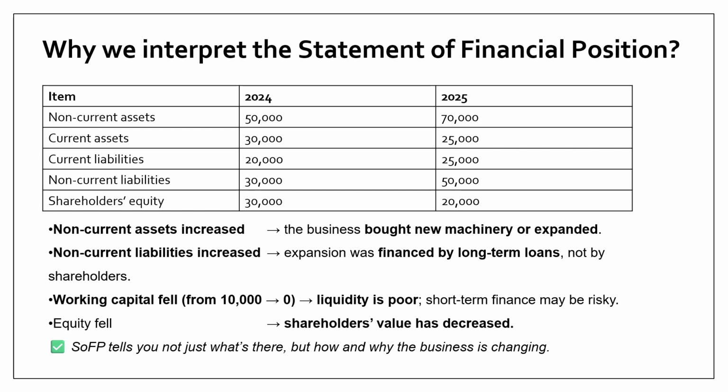Non-current assets increased: the business bought new machinery or expanded. Non-current liabilities increased: expansion was financed by long-term loans and not by shareholders. Working capital fell from 10,000 to 0: liquidity is poor, and short-term finance may be risky. Equity fell: the shareholders' value has decreased. So the financial position tells you not just what's there, but how and why the business is changing.